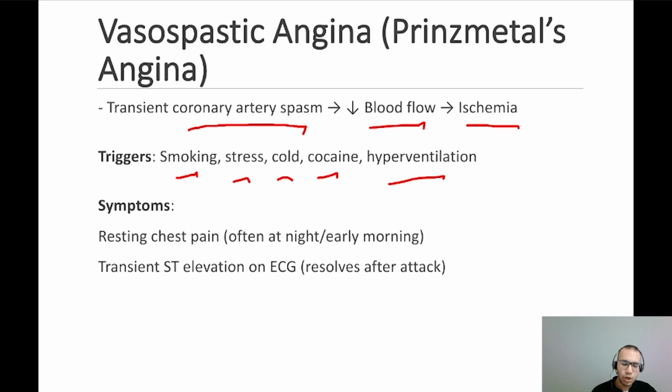Symptoms are resting chest pain that occurs at rest, at night, and in the early mornings, and it will appear on ECG as transient ST elevation.